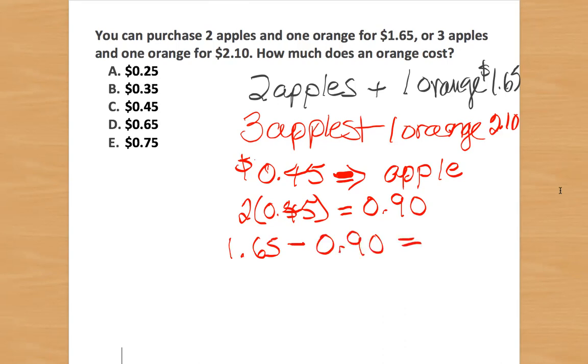And that will give you guys the cost of an orange. And there you go. You didn't have to do a system, but that is the appropriate way to do it.